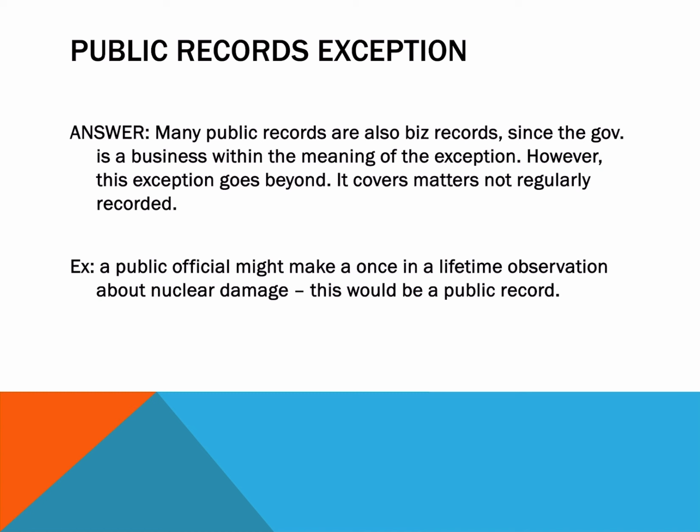So for example, a public official might make a once-in-a-lifetime observation about nuclear damage. This could be a public record. In the alternative, it wouldn't fall under a business record. This observation is not something that's happening in the regular course of business and government. But we have this public records exception so we can get those once-in-a-lifetime statements, or something that's not happening regularly but is still important.